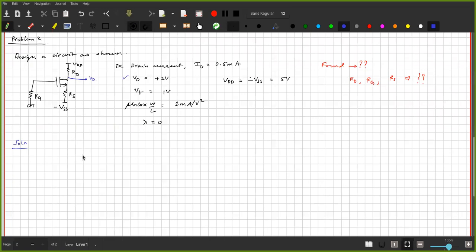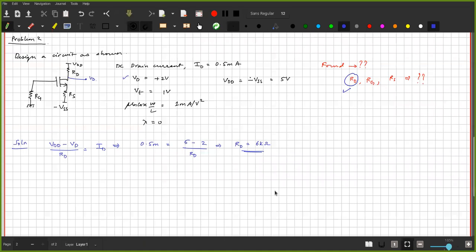Okay, that is this voltage, not VDS. VDS is not given, only VD is given, right? So if I apply the potential drop formula for RD, I will get (VDD minus VD) by RD equals ID. I know the ID value, which is 0.5 milli, equal to VDD, which is 5 volts, minus 2 volts, divided by RD. So from this, RD equals 6 kilo ohms. Okay, so the RD value I found. So this is done.